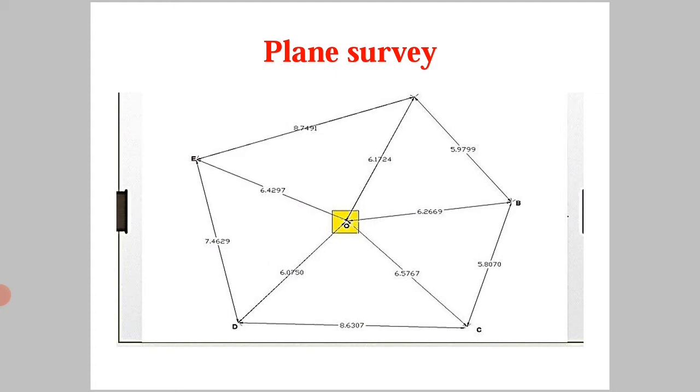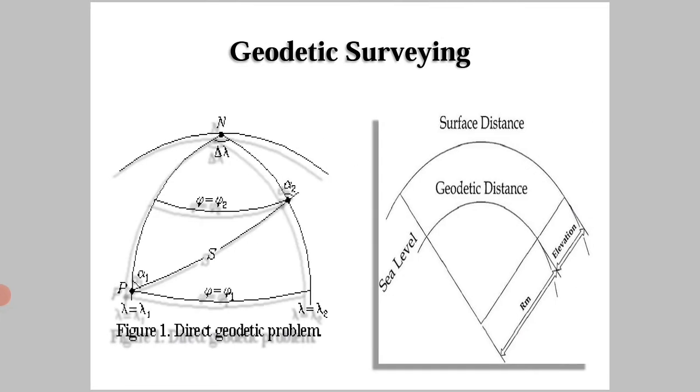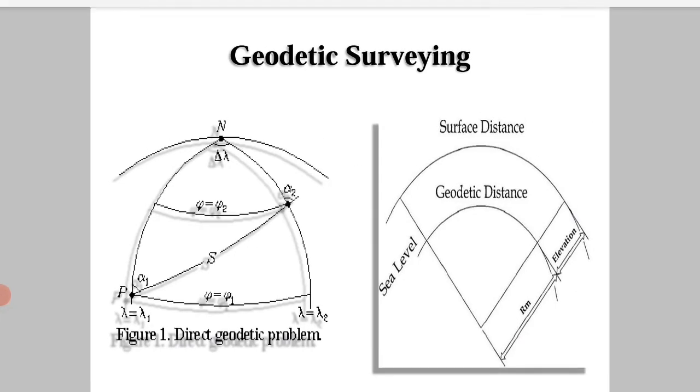So it is clear that in plane surveying, firstly Earth's surface is considered as a plane surface, then a line is considered as a straight line, and third, the angle is considered as a plane angle. All the things are considered as plane. Okay, so next is the geodetic surveying.